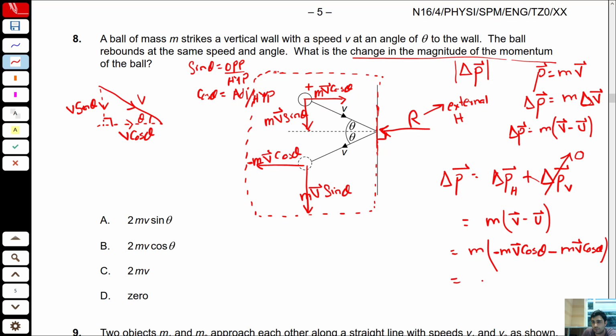So just simplify the equation. Minus minus, we just add them together. So we have minus, there's a 2 because they both are the same, 2mv cos theta. Now this is our final change in momentum. Since we are only interested in the magnitude, we will just take the modulus or the absolute value, so we will ignore the negative sign. So there we have our result. So select option B.